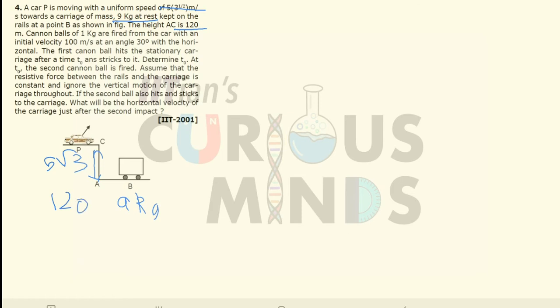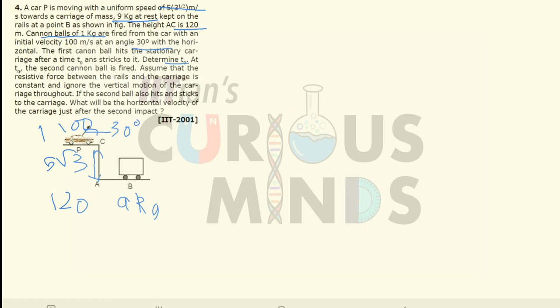It fires a cannonball of 1 kg. The mass of the cannonball is 1 kg, at a velocity of 100 meters per second, making an angle of 30 degrees with the horizontal, and sticks to it. Determine the value of T naught. At T naught, the second cannonball is fired.